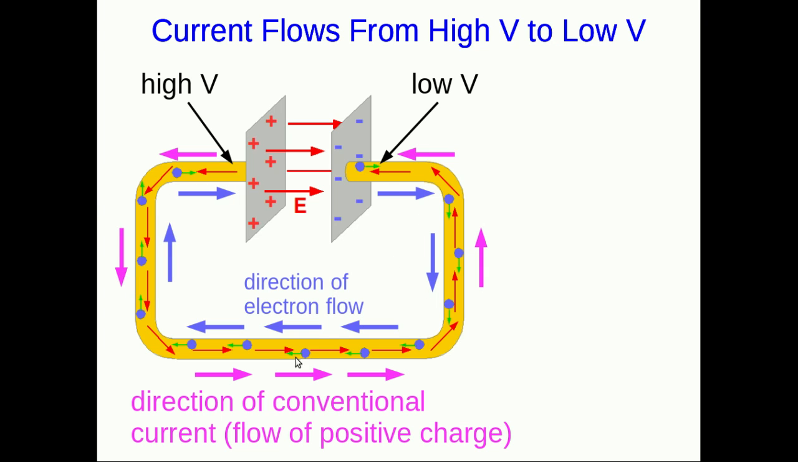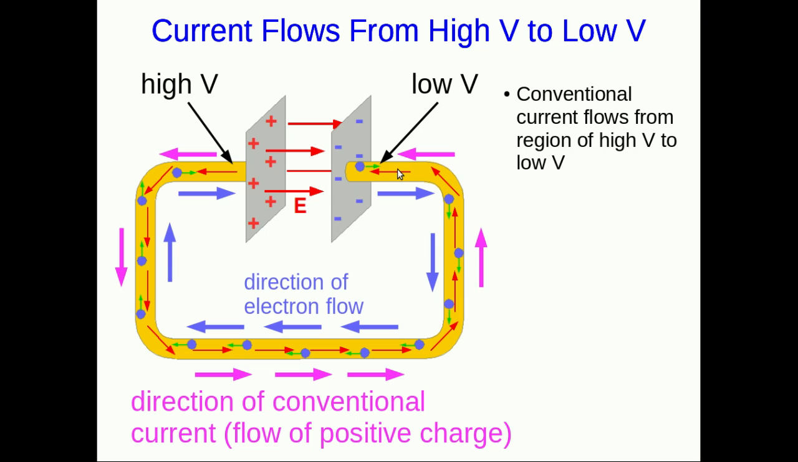But current, or what we often call conventional current, the flow of positive charge, goes the other way. It goes from high potential to low potential. This is one of the reasons it's more convenient to think in terms of conventional current. If you think in this analogy of potential as being like height, then it's convenient that conventional current goes from high to low, just like something rolling down a hill in the analogy.